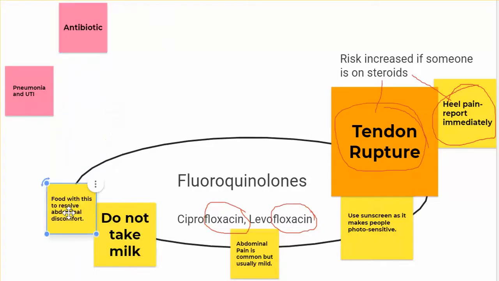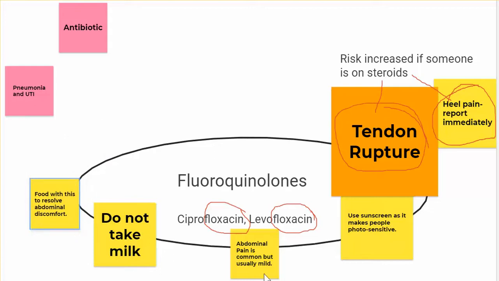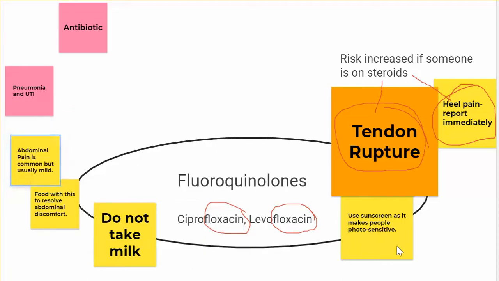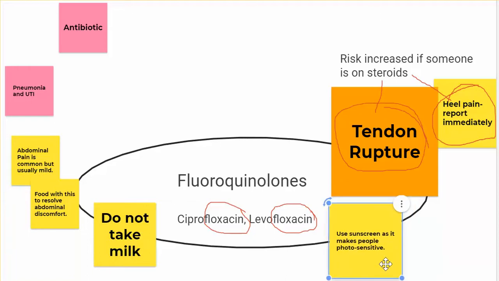So food with this is used to resolve that discomfort. But don't take with milk, as the milk will hug the antibiotic and make it difficult for the antibiotic to absorb. Abdominal pain is common, but usually mild and resolved with that food. Use sunscreen, as it does make people photosensitive while on this med.